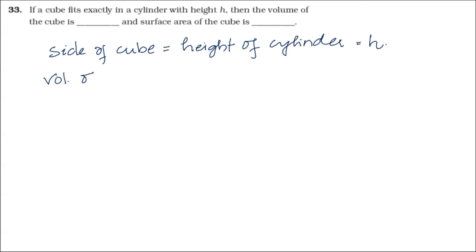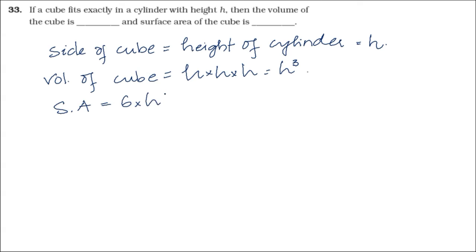Now volume of cube is what? It's side cube. So h multiplied to h multiplied to h is h cube. And surface area is 6 times of side square. So 6h square. So the volume is h cube and the surface area is 6 times h square.